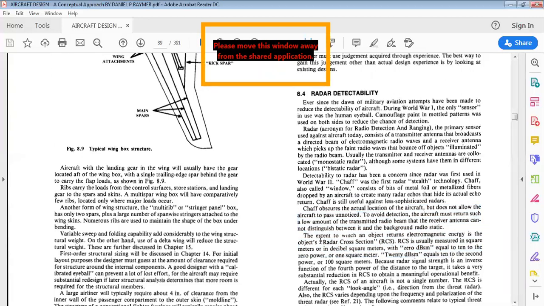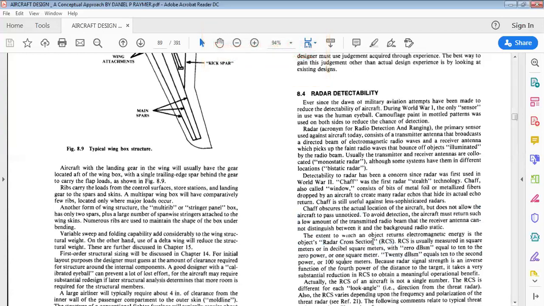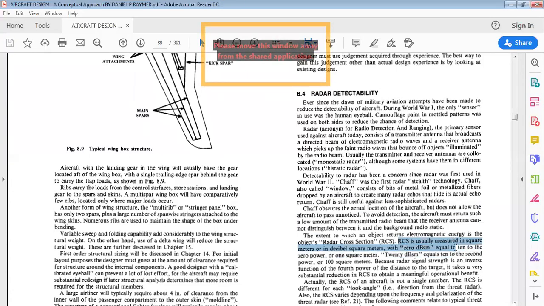So therefore we have the extent to which an object returns electromagnetic energy. That is called radar cross section. What is that? The extent to which an object returns electromagnetic energy is the object's radar cross section. What is this? RCS is usually measured in square meters or in decibel square meters, or dBsm.